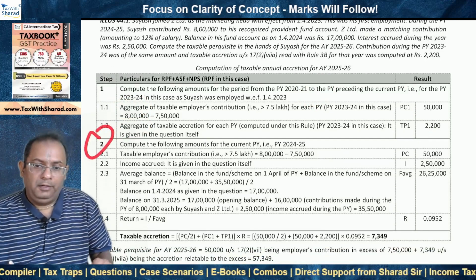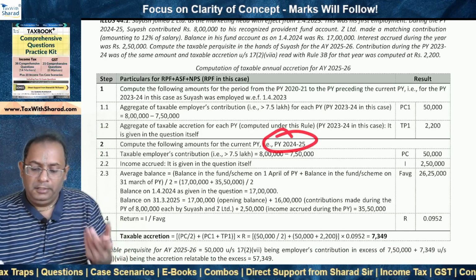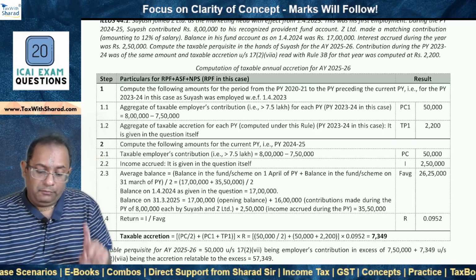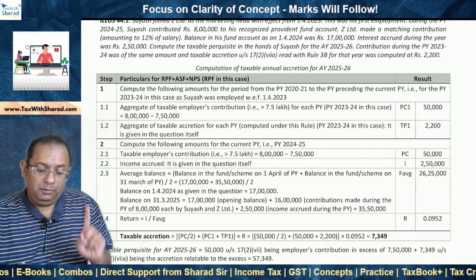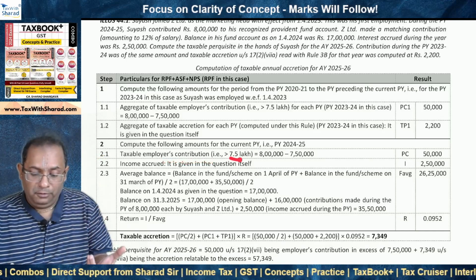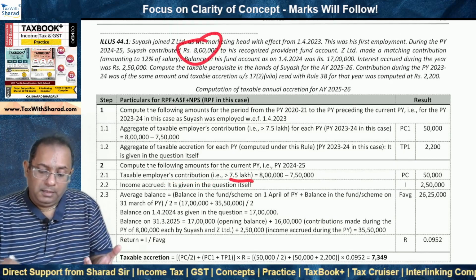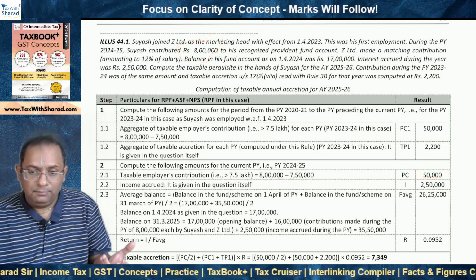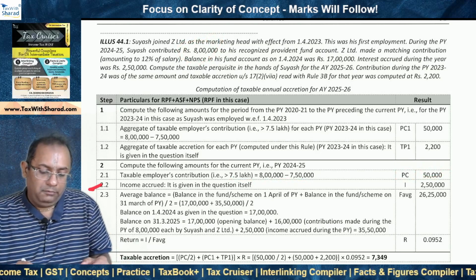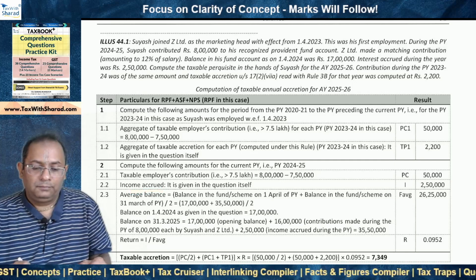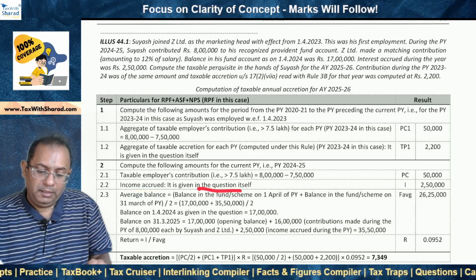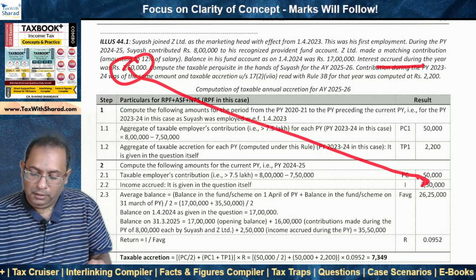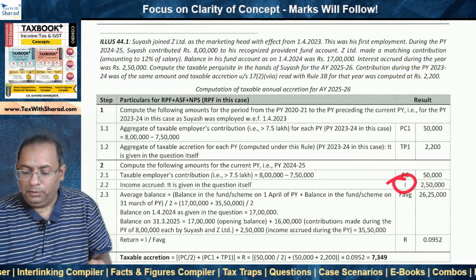In step 2, we need to consider the current previous year, which is what? Previous year 24-25. And here in step 2, what we need to find out? We need to find out the amount of taxable employer's contribution more than 7.5 lakh, and contribution is 8 lakh, so the excess becomes 50,000. This is what we call as PC. Next, we need to figure out the income accrued during the year, and it is given in the question itself. Interest accrued during the year was 2,50,000. So 2,50,000 is taken here, and this is what we call I.